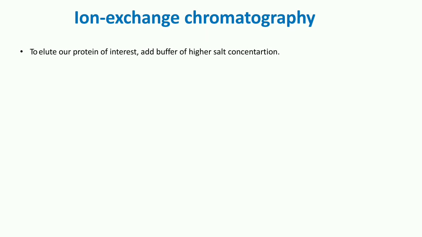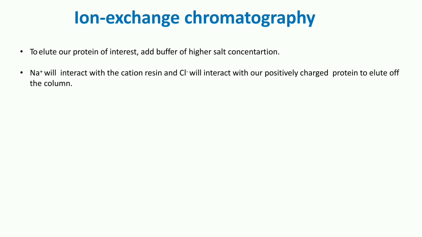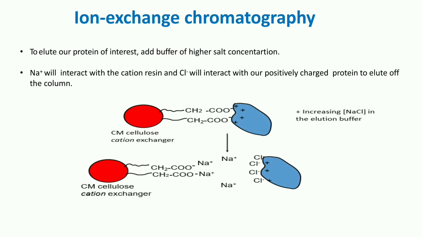So to elute the protein of our interest, we have to add buffers of high salt concentration. The sodium in the buffer will interact with the cation of the resin, whereas the chloride of the buffer will interact with the positively charged protein to elute it off the column. As you can see in this diagram, increasing the concentration of NaCl leads to the binding of sodium to the resin molecule, whereas the chloride stabilizes the protein and hence it is eluted.